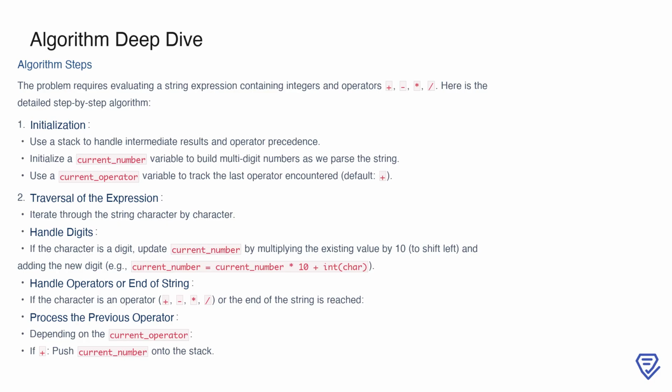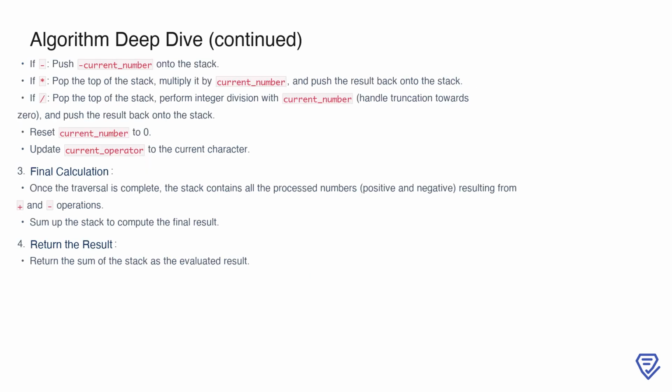When an operator or the end of the string is reached, we process the number accumulated so far based on the last operator stored. For example, if the operator is plus, we add the number to the stack, preparing it for later computation. If the last operator is dash, we push the negative of current_number onto the stack. For multiplication or division, we first pop the top value from the stack and perform the respective operation with current_number. The result is then pushed back onto the stack.